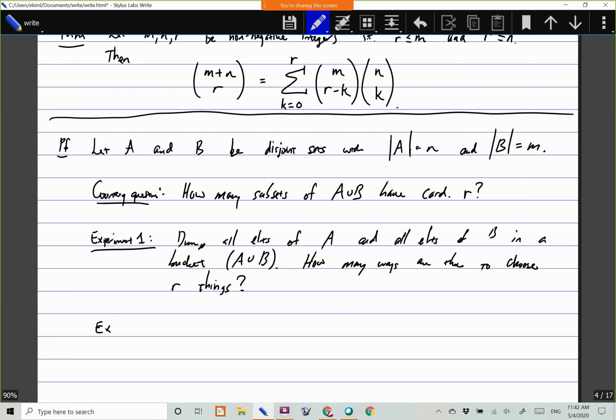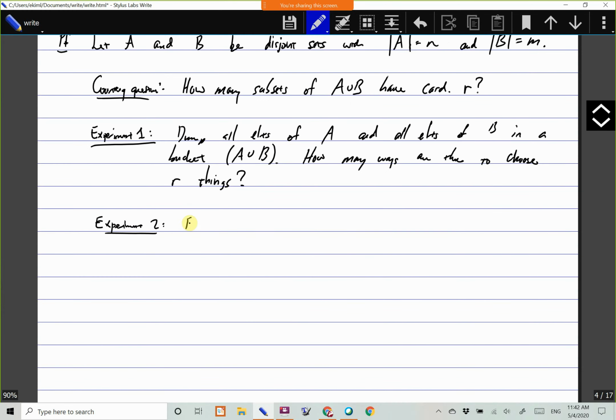The second way to answer this question, or the second thought experiment, is to do the following. First, we pick a number k in 0, 1, all the way up to r.